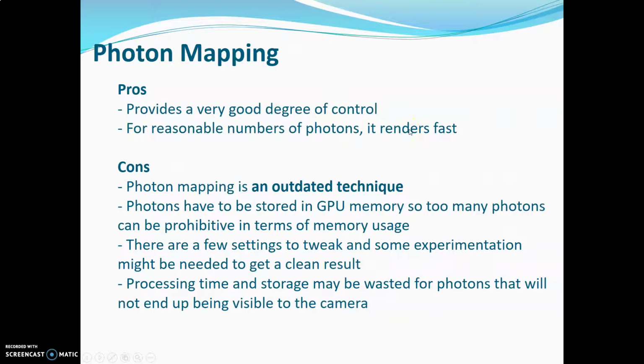Again, this is just a comparison of how each method works. If you use photon mapping, you have more control, right? And because you have more control, you can set the numbers quite efficiently. But the downside is that it's outdated, and you have to do a lot of work guessing the photon. And the processing time and the storage may go to waste if it's not visible to the camera. This is something that you probably want to read yourself.